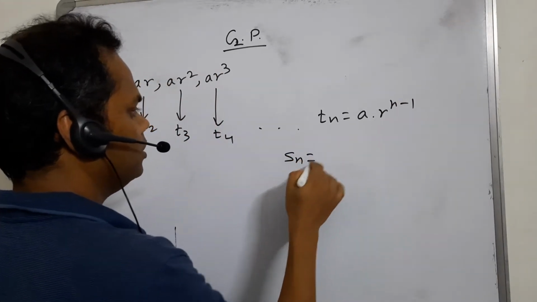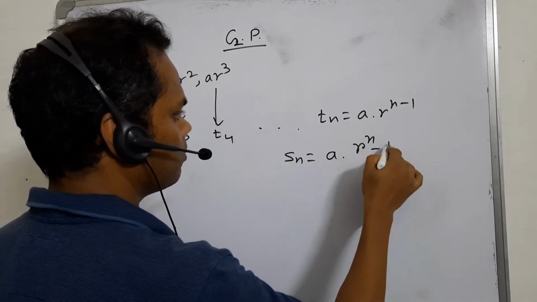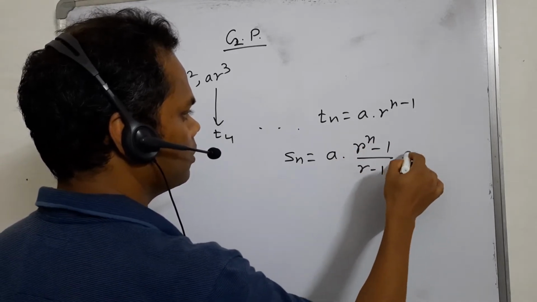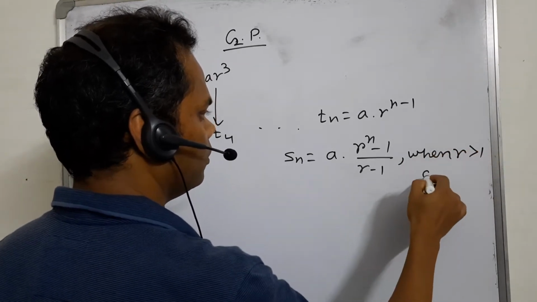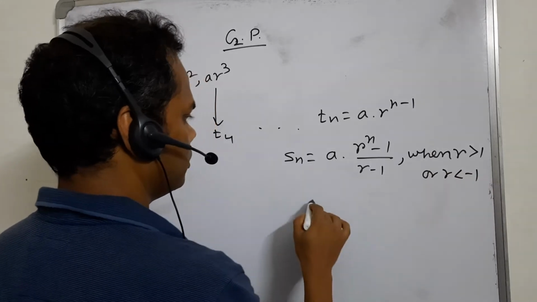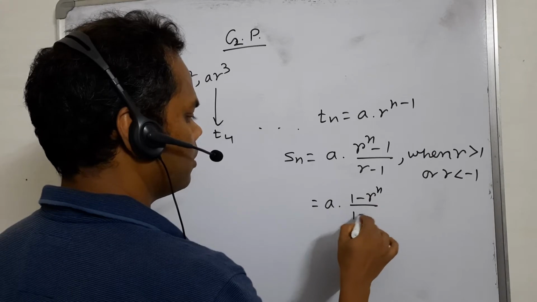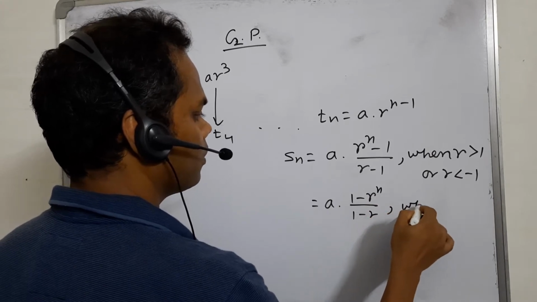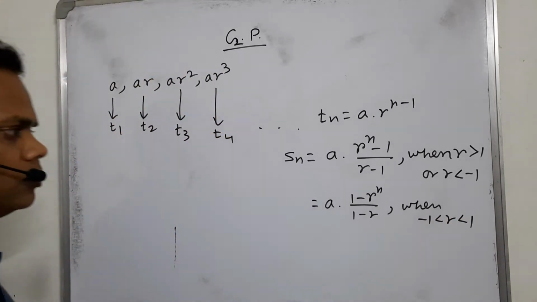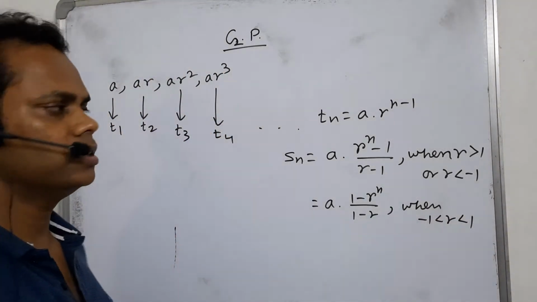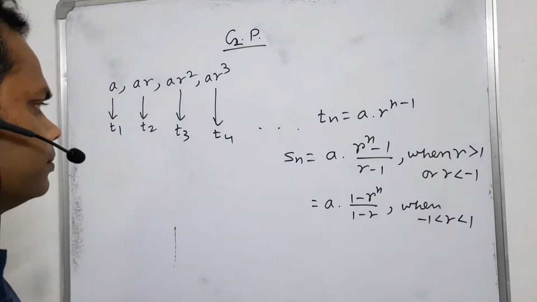So Sn, the sum up to n terms, is equal to a into r to the power n minus 1 by r minus 1, when r is greater than 1 or r is less than minus 1, and a into 1 minus r to the power n by 1 minus r when minus 1 is less than r less than 1. If r equals 1, the sum is divergent, and if r equals minus 1, the sum cannot be found.